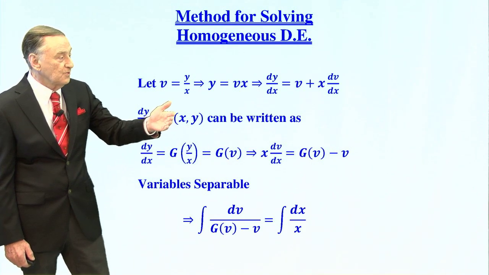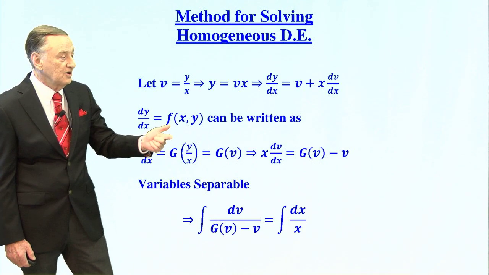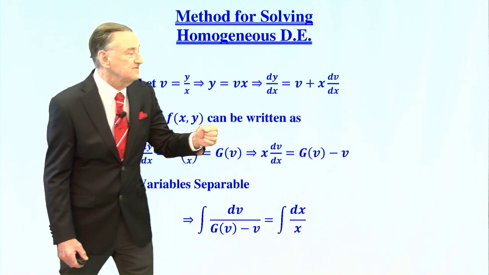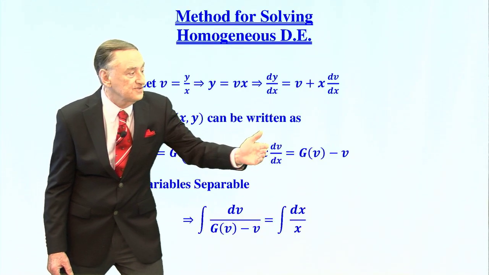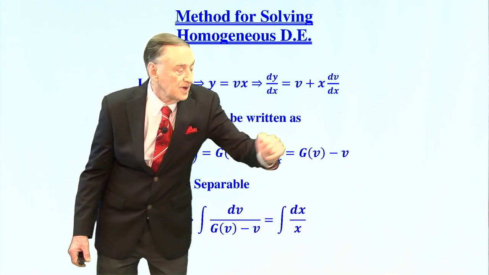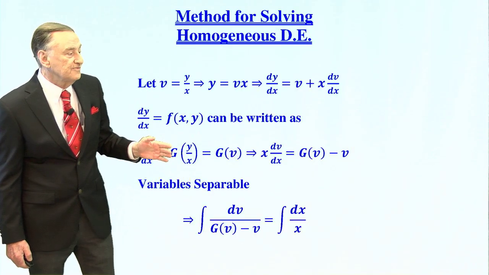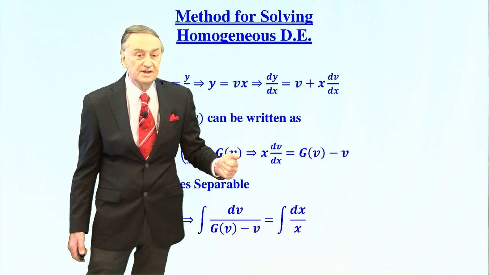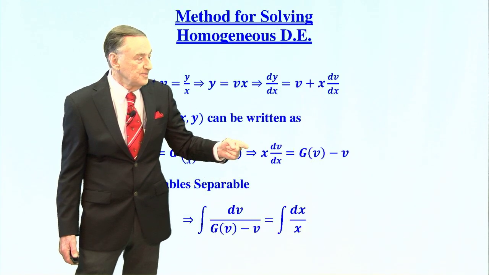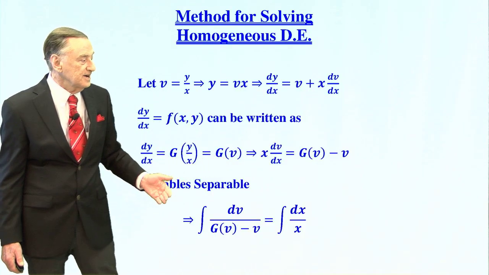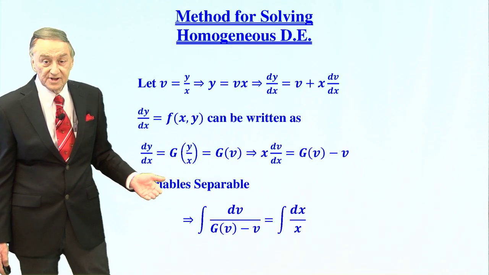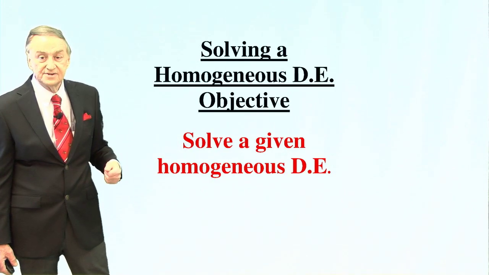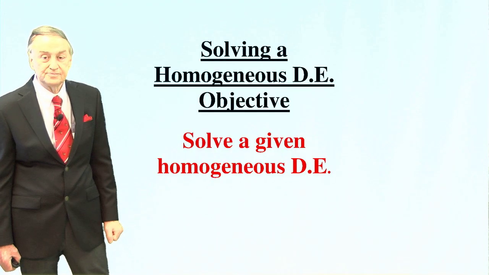We have the function of x and y now as another function of y over x. We replace dy/dx with v plus x dv/dx and take the v to the other side, right there, that minus v. So now we have it in a form that I think you can see. It's going to be easy to get it variable separable. We divide both sides by g of v minus v and multiply by dx over x. And we have this form that's ready to integrate. So it's a simple variable separable to solve a given homogeneous differential equation.